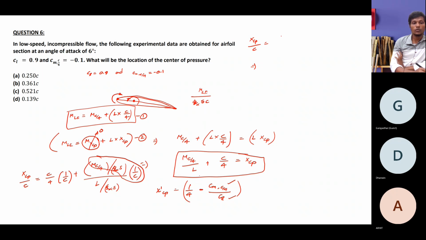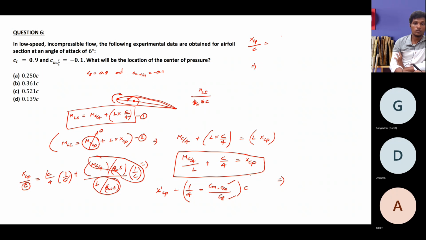in the picture. But you see on the left side, the C is remaining. This is satisfying. MC by 4 over Q infinity S into C, this is the coefficient of moment, and L by Q infinity S, this is the coefficient of lift. This C gets cancelled, and we have the C left here. So that C will come to the right side. Okay, so that is our equation.